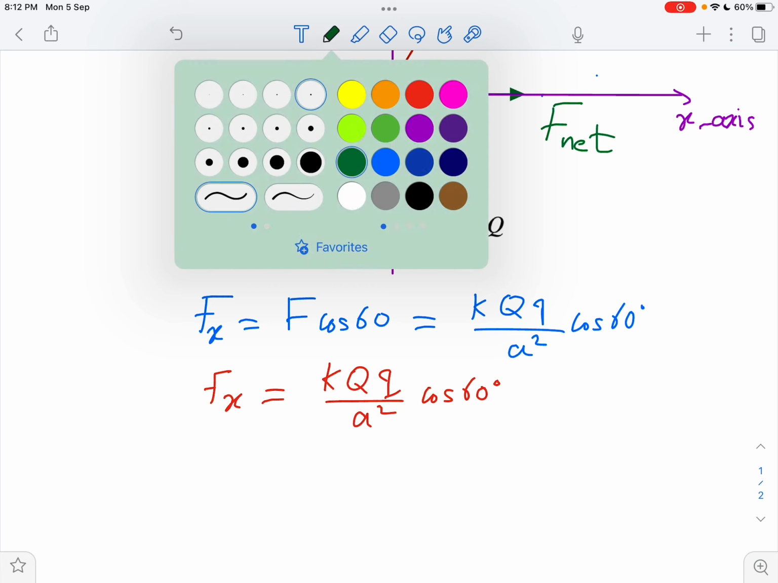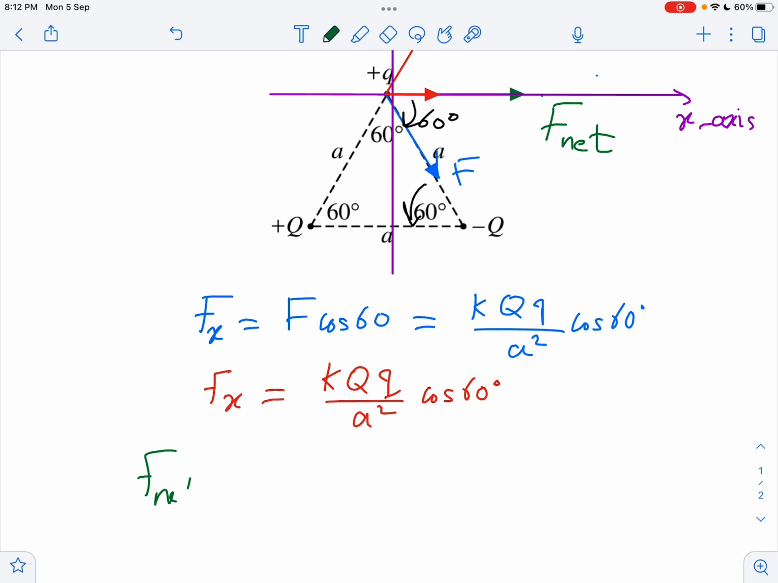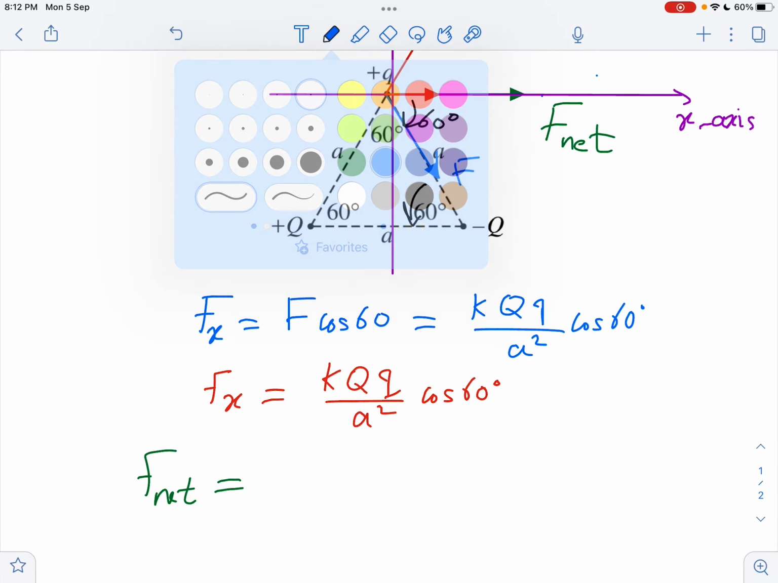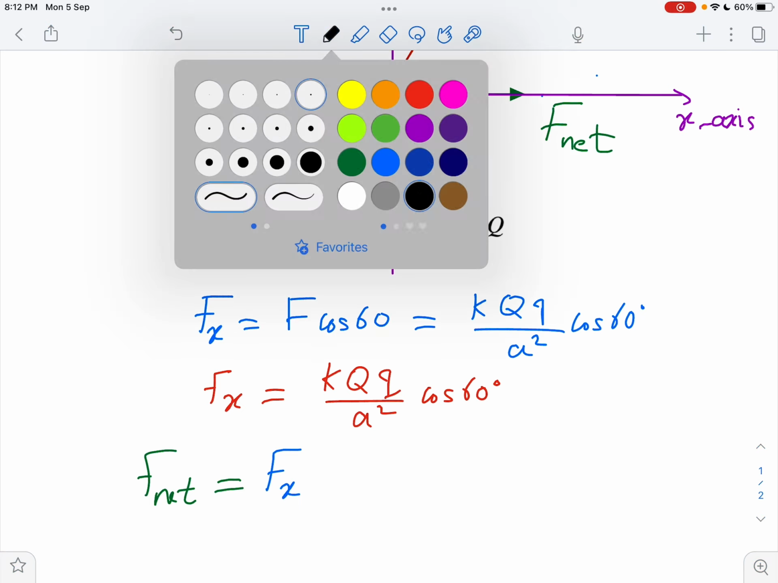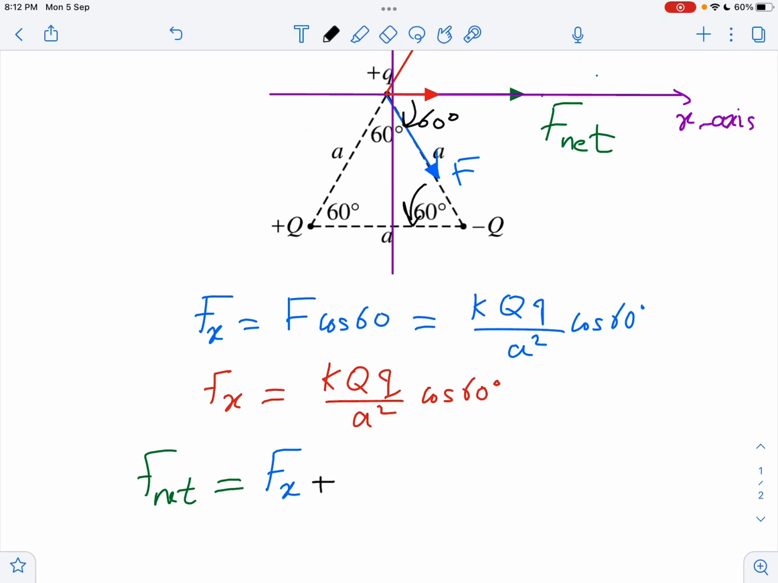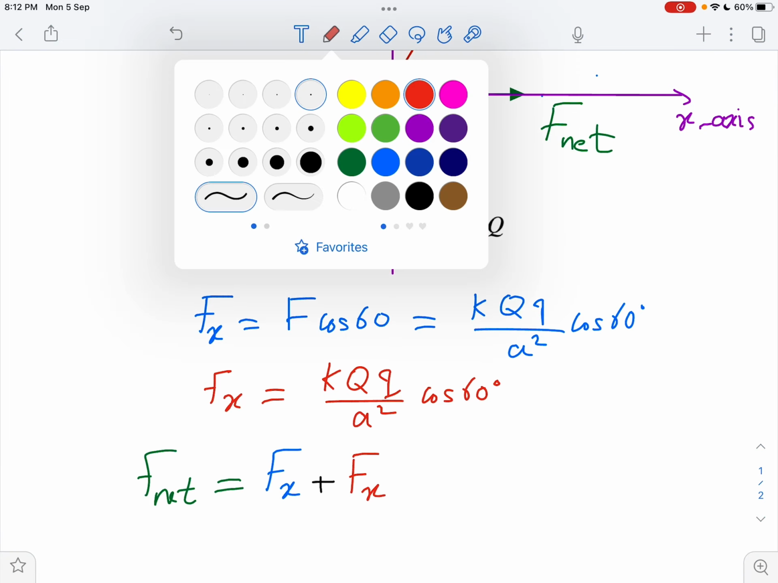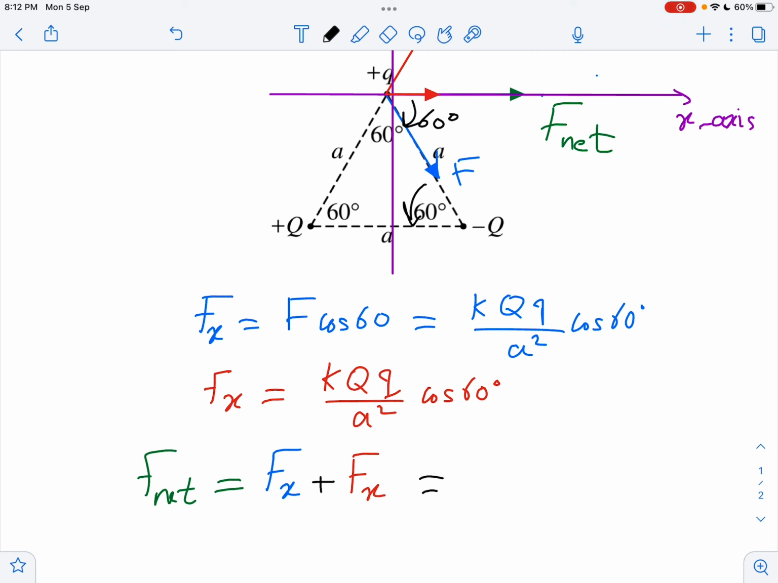And hence the total F net is the sum of the red and the blue, the blue x component and the red x component, and so it's going to be 2kQq cosine 60 over a squared.